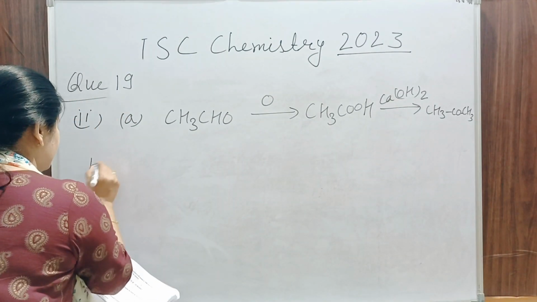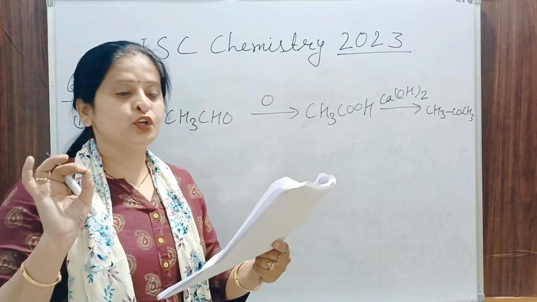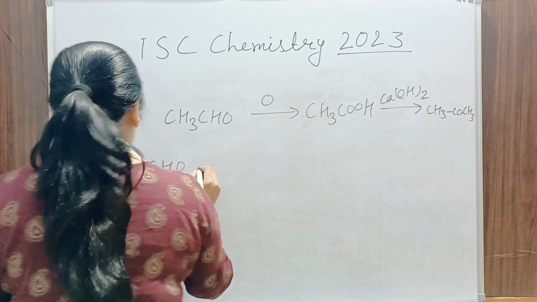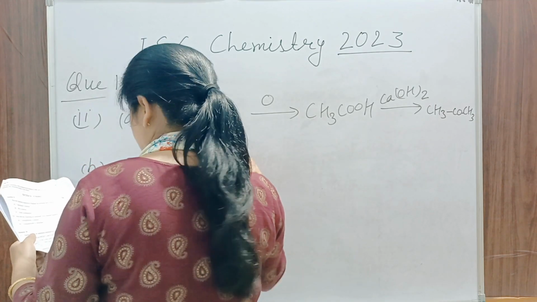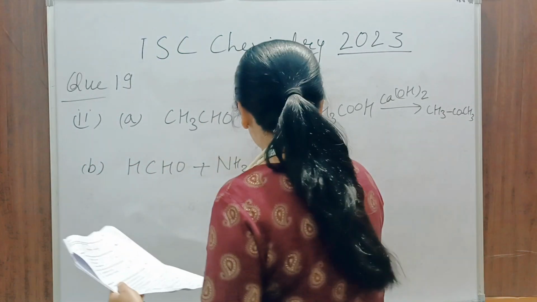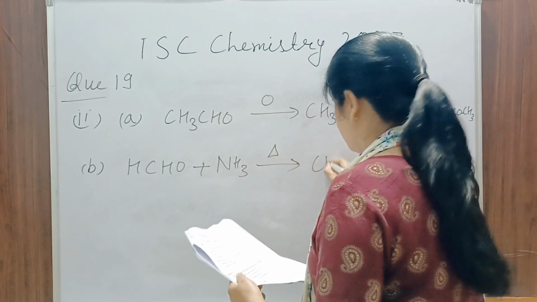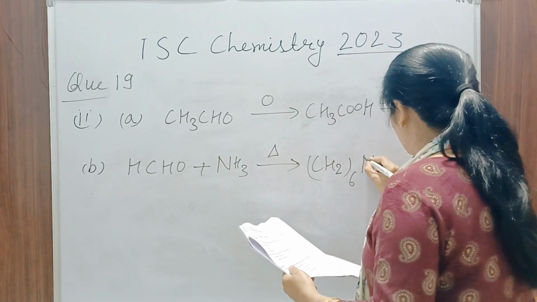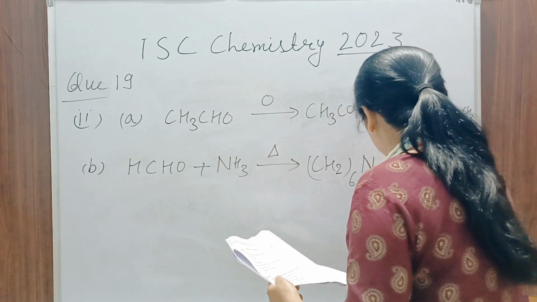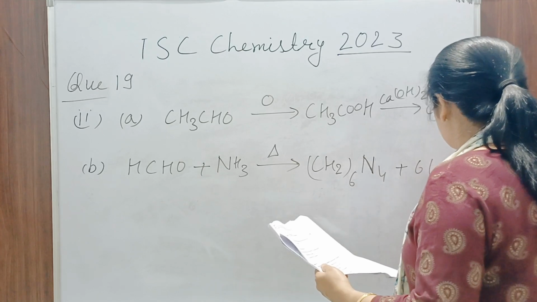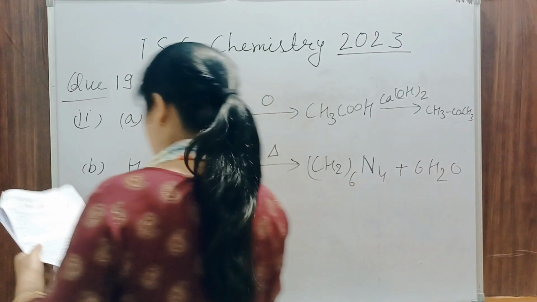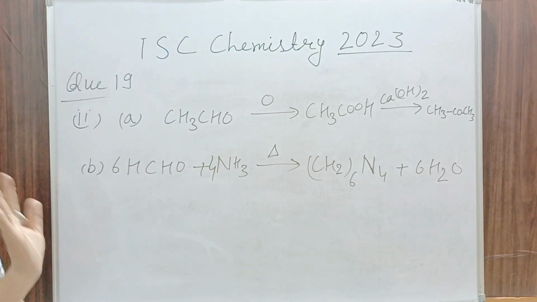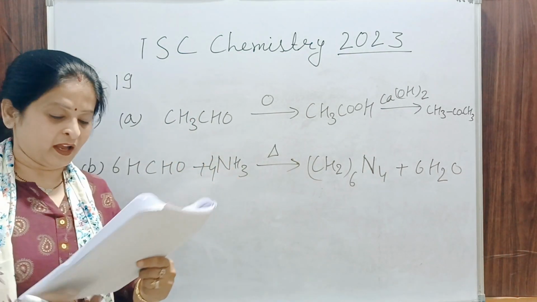Now next B, formaldehyde to urotropin. So formaldehyde HCHO. NH3, ammonia, reacts with it in presence of heat. (CH2)6N4, urotropin. So this is the formula of urotropin. Then 6H2O. How to balance, 6 then 4. So it will be complete. So question number 19 completed.